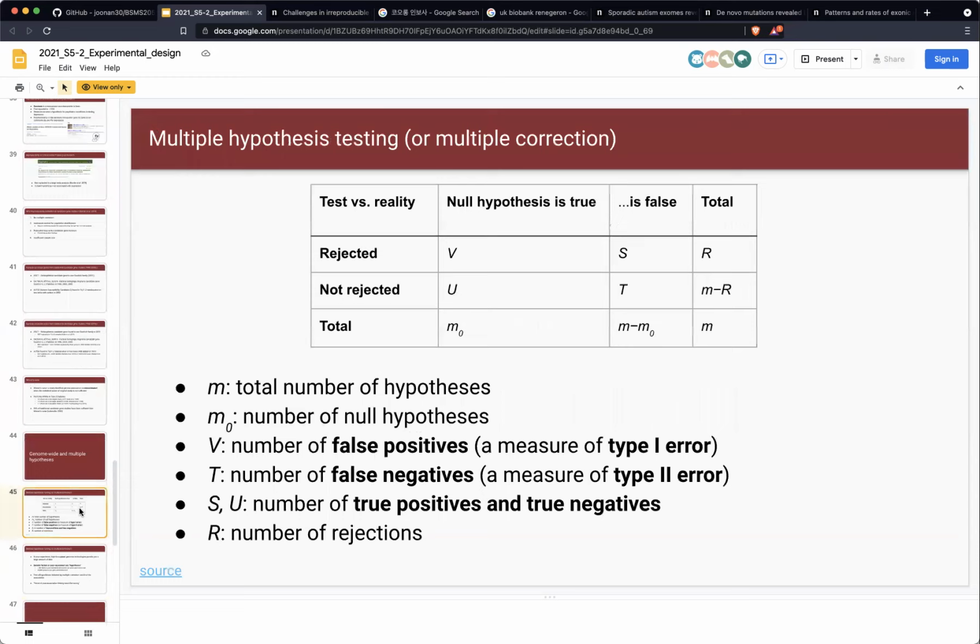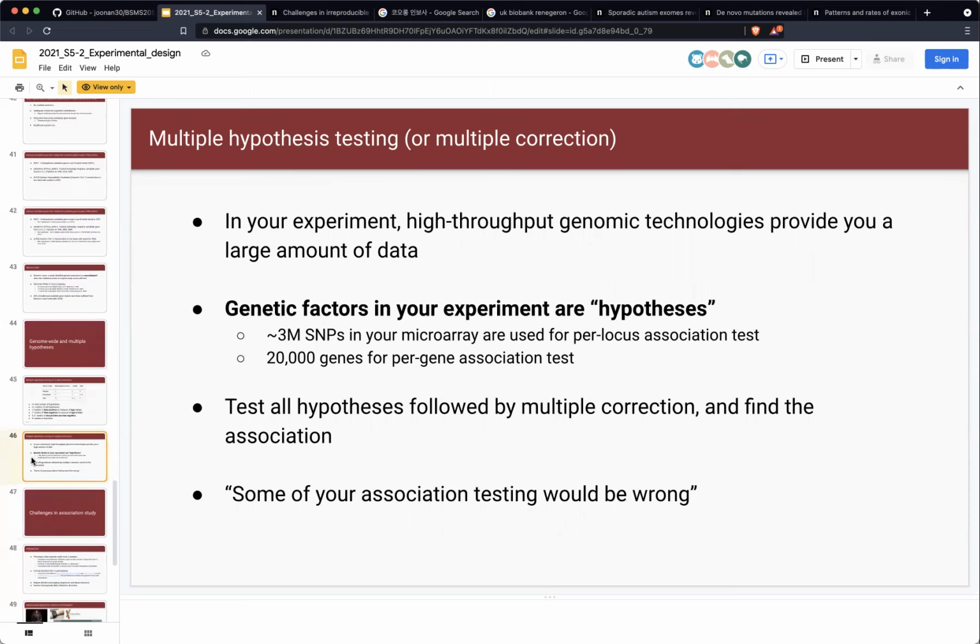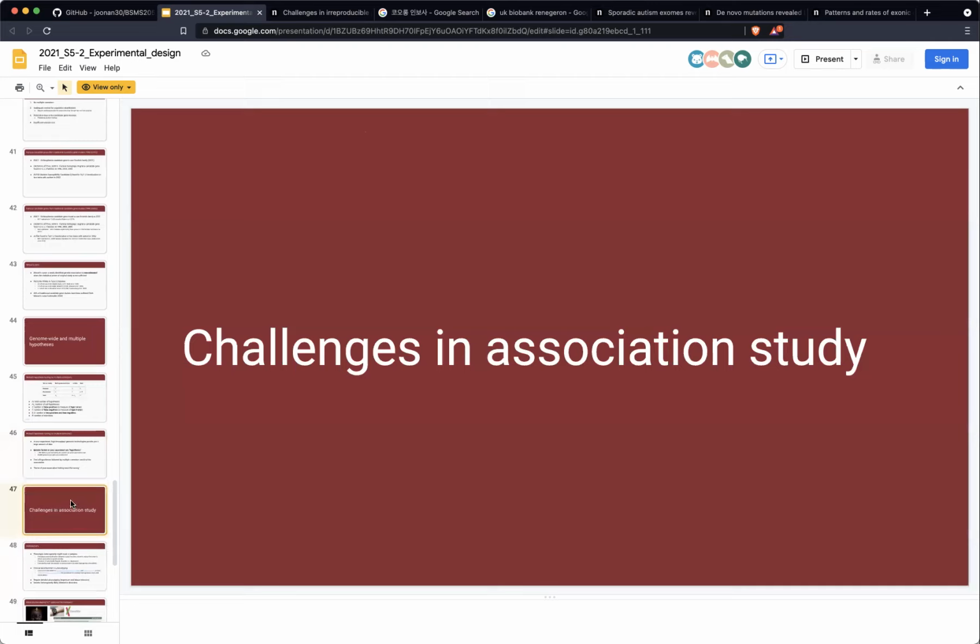One thing about why we care about experimental design is multiple testing correction. As I explained, if you use a large number of hypotheses in your experiments, you need to control your threshold for significance, because your association testing can be wrong. So that's why we divide by the number of tests used in the experiment, and then set up a new threshold for your testing. This is the way we apply the multiple hypothesis correction, as I explained in a previous slide.